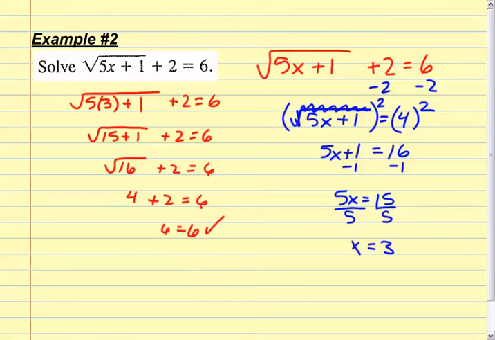Nice. But let's look at this next example, and you'll get a better idea of what I mean. You'll always get the solution. It'll be one of them. But not all of them necessarily work. So let's look at the next example.